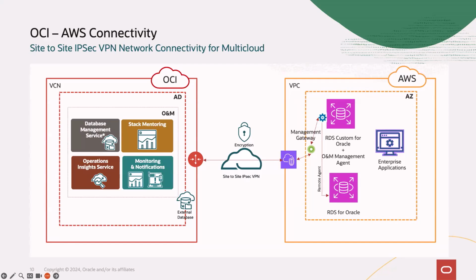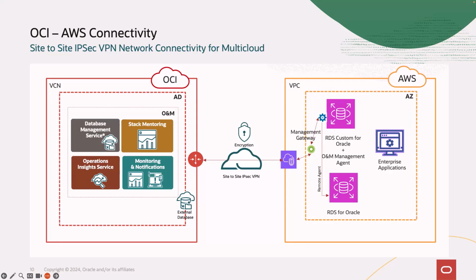In this architecture diagram, the left side is the OCI infrastructure and its services that host the O&M platform. On the right side is the AWS side where the RDS databases and the other applications are running. Both are connected via a secured connection, which will be explained in the further slides. We need to deploy a lightweight management gateway and management agent on the AWS host to connect and share the data and metrics between the RDS databases and OCI services. We'll talk about that in further slides.